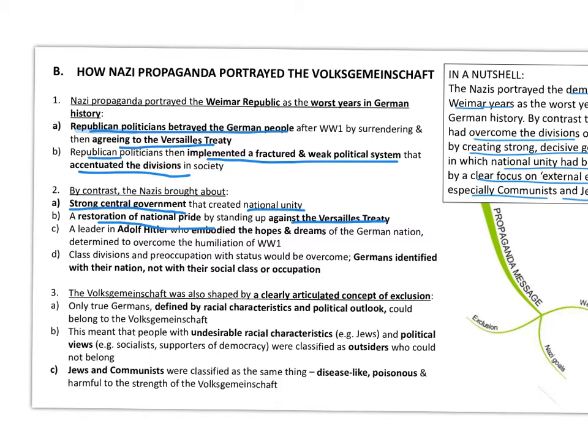Okay, the German people felt pride in what Hitler was doing. Of course, they didn't want war, and we know that Hitler did want war, but of course that was kept hidden from the German people. But that's something else we'll come on to when that eventually happened. So here you got this leader in Adolf Hitler who embodied the hopes and dreams of the German nation. Okay, it's all about overcoming the humiliation of World War One.